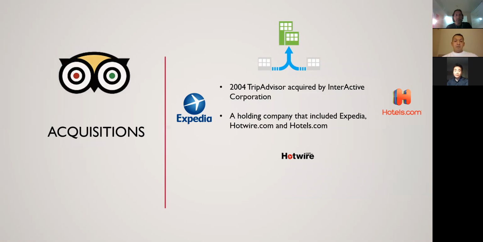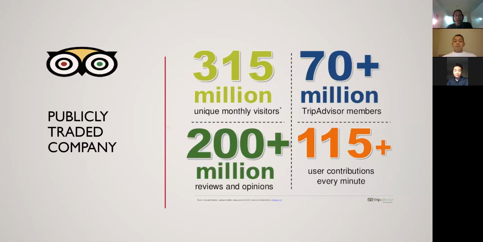Acquisitions. In 2004, TripAdvisor was acquired by InterActiveCorp. InterActiveCorp is an American holding company that owns over 150 brands across 100 countries, mostly in media and internet businesses. InterActiveCorp holds Expedia, Hotwire.com, and Hotels.com.